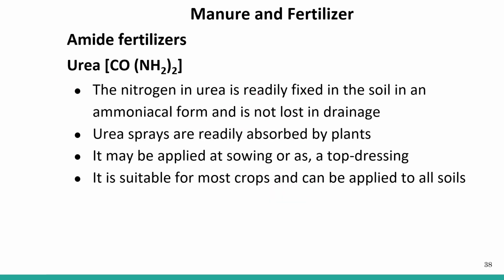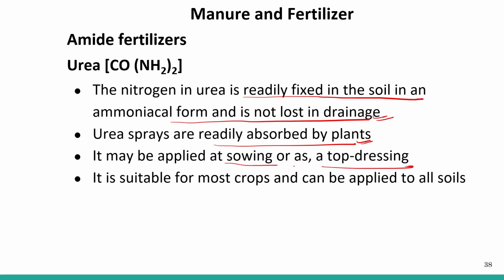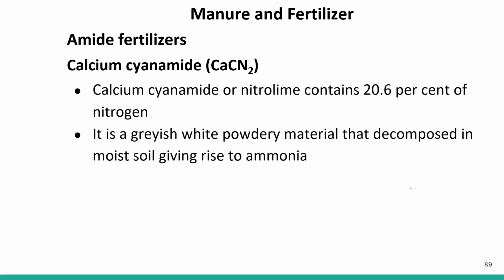The nitrogen in urea is readily fixed in the soil in an ammoniacal form and it is not lost in drainage even. Urea sprays are readily absorbed by the plant, so it may be applied at the time of sowing or as a top dressing even. It is suitable for most crops and can be applied to all types of soil.